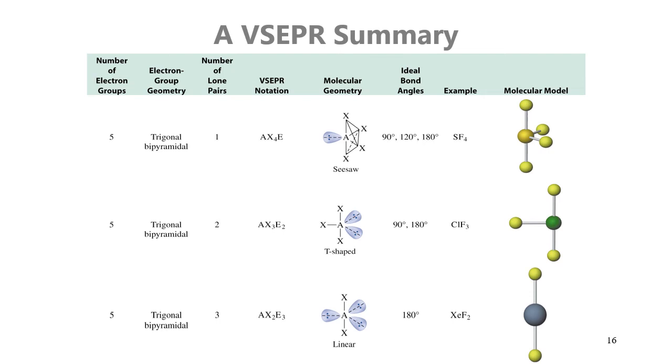Another case is when there is a lone pair, AX4E, and you can see it's actually a seesaw. The molecule looks like a seesaw. It actually has a lone pair here, you cannot see. For 2 lone pairs, AX3E2, it is actually T-shaped. It can adapt 90 and 180 degrees, for example ClF3 here. And it can have 3 lone pairs, AX2E3, and this is actually a linear molecule. So 180 is the bond angle, for example xenon difluoride.